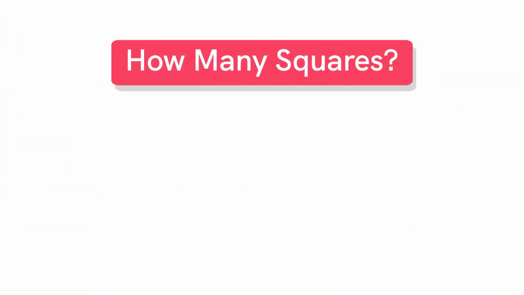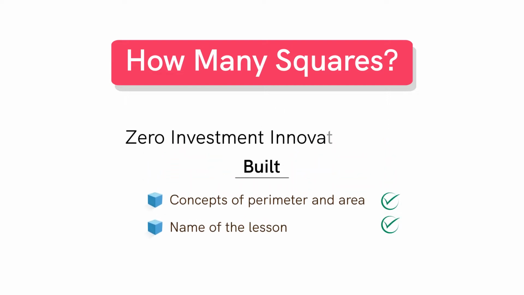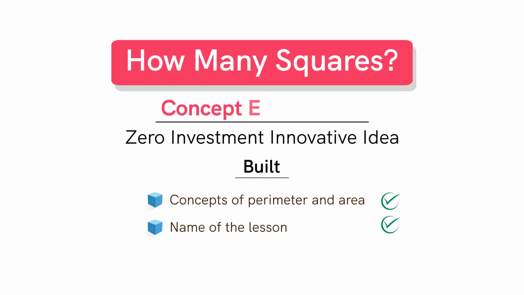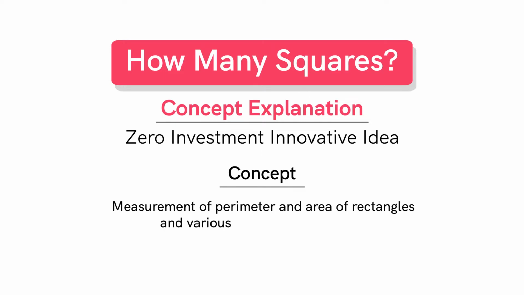In our last sessions, we built the concepts of perimeter and area and also built the name of the lesson by engaging students in a classroom discussion. Moving on, in this session, we will implement the zero investment innovative idea of concept explanation to explain the concept of measuring perimeter and area of rectangles and various other objects using squares.